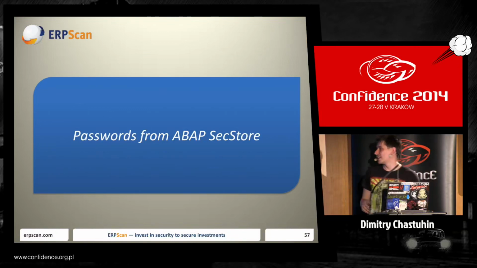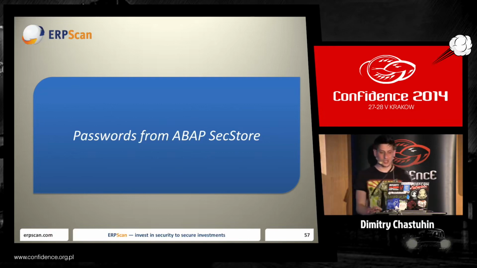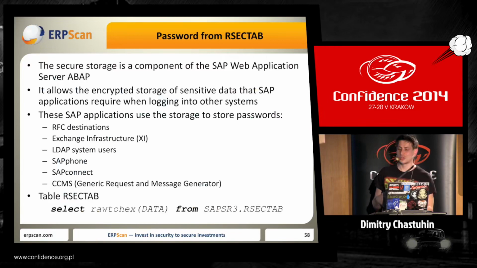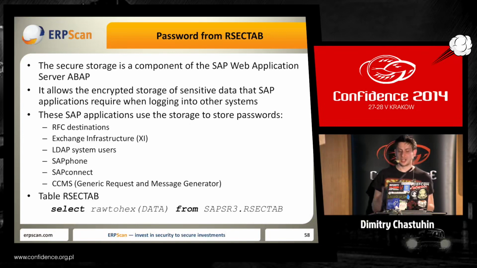Okay, go to the ABAP stack, the place where the ABAP stack stores sensitive information. It is called ABAP secure storage. The secure storage is a component of SAP. It allows the encrypted storage of sensitive data that SAP applications require when logging into other systems, like RFC destinations, exchange infrastructure, LDAP system users, etc. And all this data is stored encrypted in the SAP table RSECTAB.